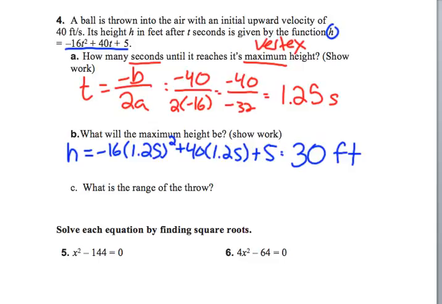So when we're talking about the range of the throw, remember range is y values, or in this case, instead of y, we're using h. So range is tracking our height. Well, how high is it going? Well, it's starting up at 5. Okay, we released it 5 feet off the ground and it is going up to 30 feet. All right, so that is how we're tracking this ball's height. Starting at 5 and then it's going all the way up to 30.